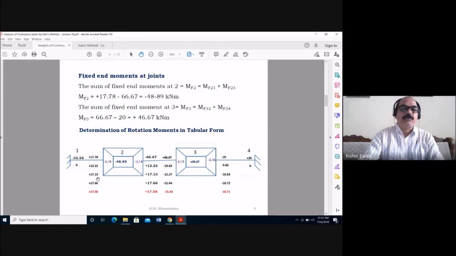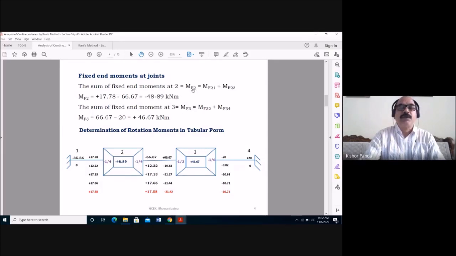Then you have to find out the rotation moment. These are the rotation moments that you have to find out. If the end of the member is fixed, then the rotation factor at the end of the member is 0, and so the rotational moment is also 0. You have to find out the rotational moment of M dash 2-1. This rotational moment you have to designate by M dash: M dash 2-1, M dash 2-3, as we already discussed.